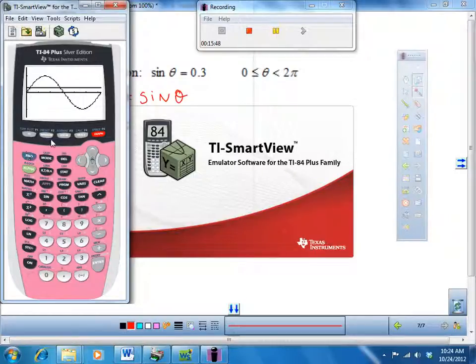Second, calc. Over 1. Oh, did I mess up? Second, calc, over 2. Up 1. Right 1. There. Calc, intersect. I'm going to hit that.